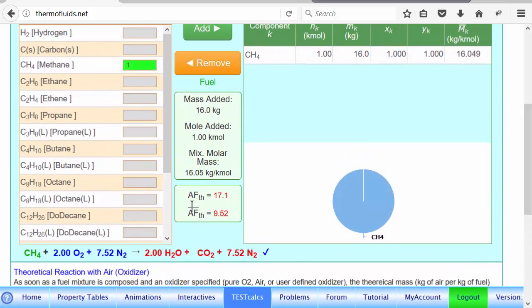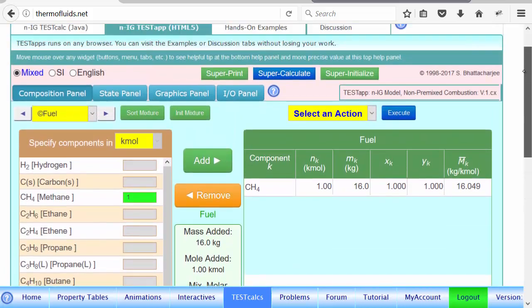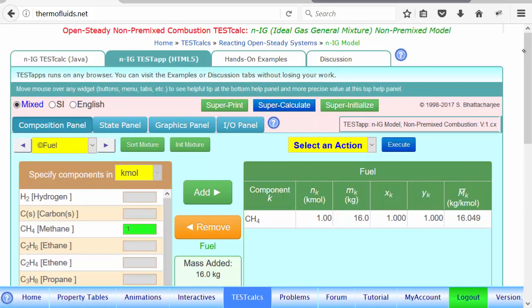Again, the air-fuel ratio is shown here. Notice this is called theoretical air-fuel ratio because the reaction is theoretical. But suppose we set up a reaction which is not theoretical. Suppose we have a little bit of excess air.